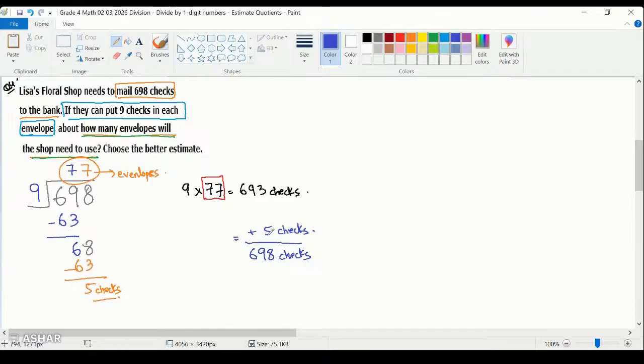These 5 checks will go in an envelope, right? They cannot be sent openly. So they will also go in an envelope. So how many envelopes are being used? 77 envelopes are used for 693 checks. The remaining checks have to be put in an envelope as well, right? So the total number of envelopes is 78.